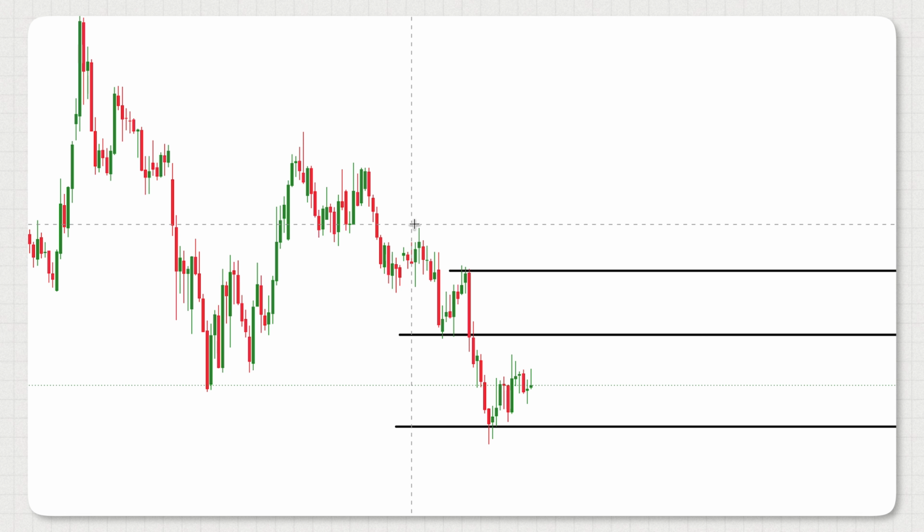And as you can see, we had a lower low, we had a lower high. We have a break of structure to the downside, giving us our indication. We have a correction currently happening, right? That is all you need.